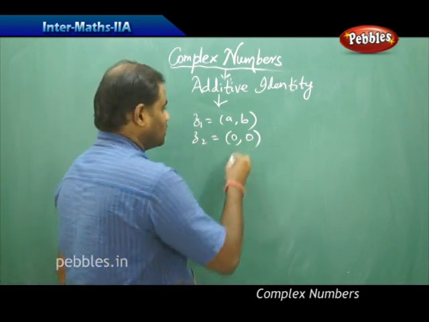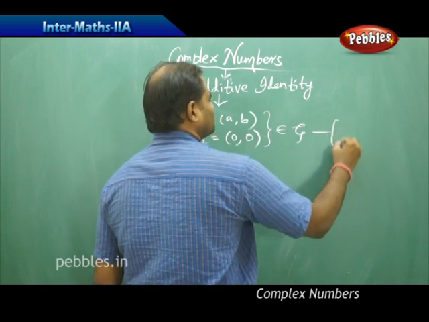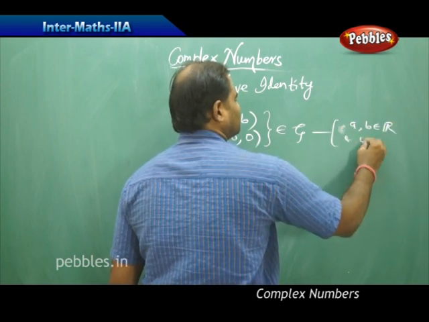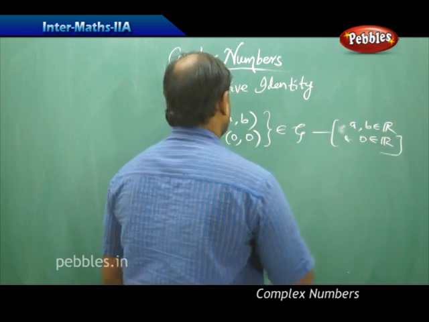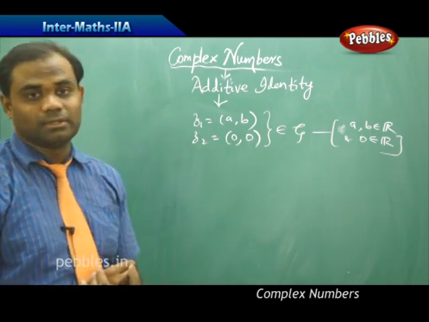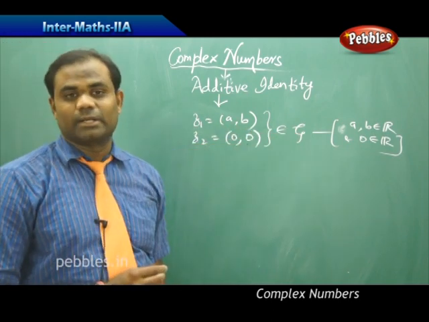Yes, because in this case both of them belong to C, since a, b belong to R, and 0 is always a real number which belongs to the real numbers, and hence this belongs to the complex numbers. So this (0, 0), which is the origin, also belongs to the complex numbers.